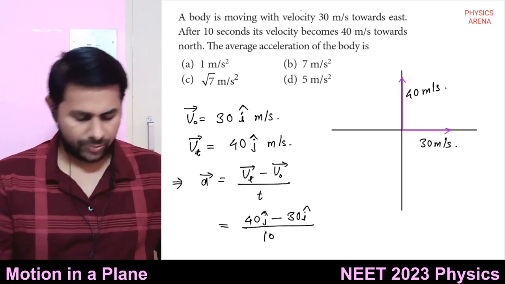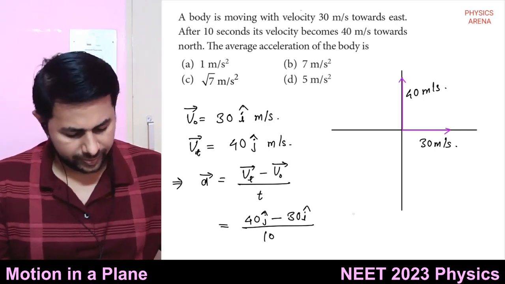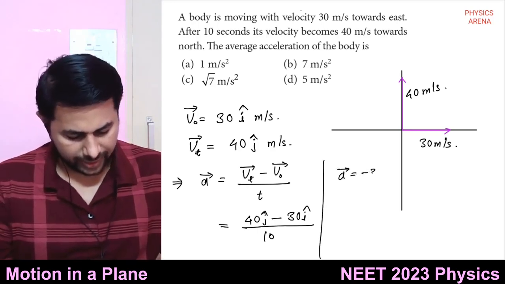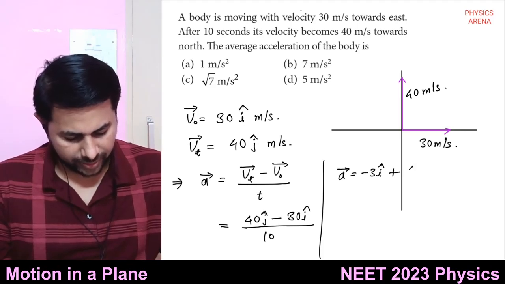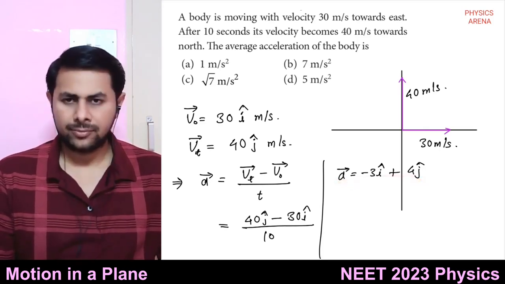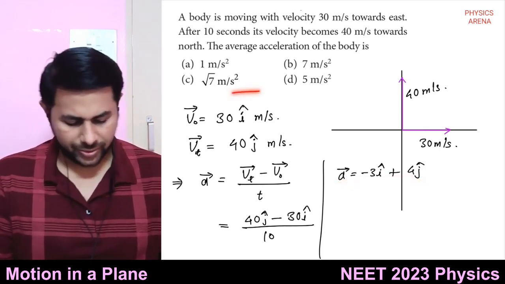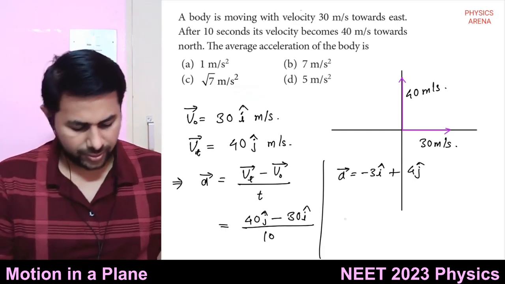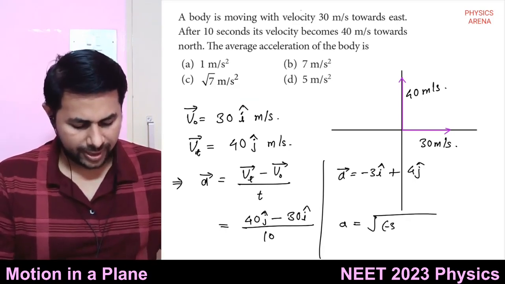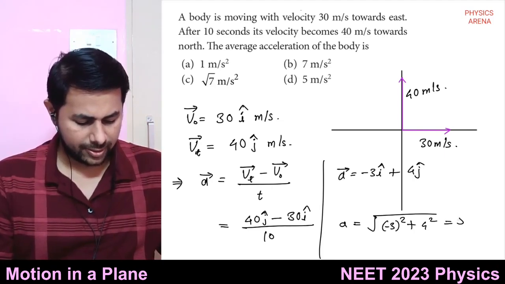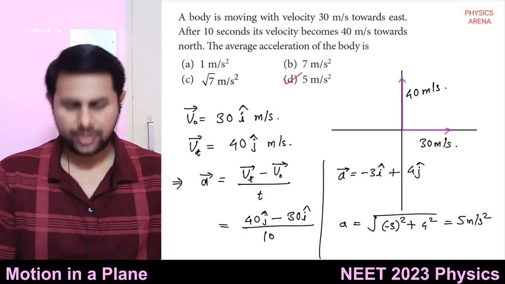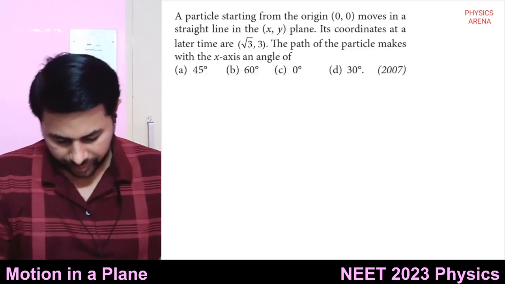10. So 4 minus 3. So acceleration is equal to minus 3 i cap plus 4 j cap, right? So this is the answer. And you want the magnitude, so how much would that be? A is equal to 5 meters per second square. So square root of minus 3 square plus 4 square, 5 meters per second square. This is the answer, Option D. Simple problem, right? Okay, next question.